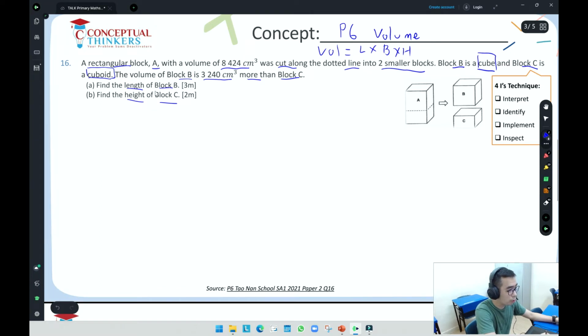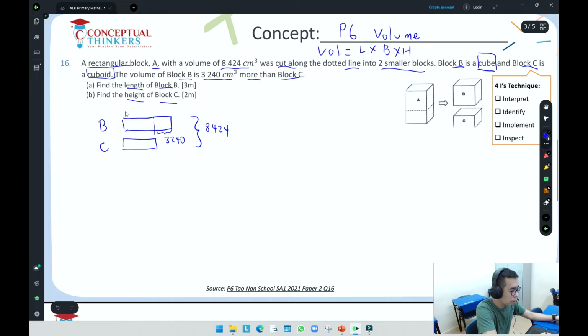We know that the volume of block B is 3,240 cm cubed more than block C. And from the diagram, you know that block A was cut here to form block B and block C. So I'll draw a model to see the relationship. Block B will be more, so I draw a longer rectangle. Then the difference, which is here, will be 3,240 cm cubed, and the total must be equal to the volume of block A, which is 8,424.